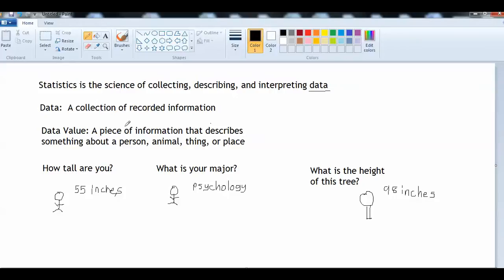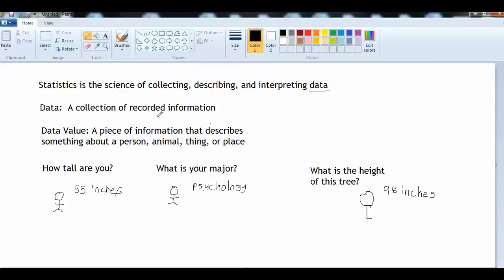So we talked about the meaning of a data value, and I said that data is plural for data value. Data value is singular and data is plural. So when we talk about data in this class, we're just talking about a collection of data values. More specifically, we're talking about a collection of recorded data values, such as a list of data values or a set of data values that have been recorded on a piece of paper or entered into a computer.